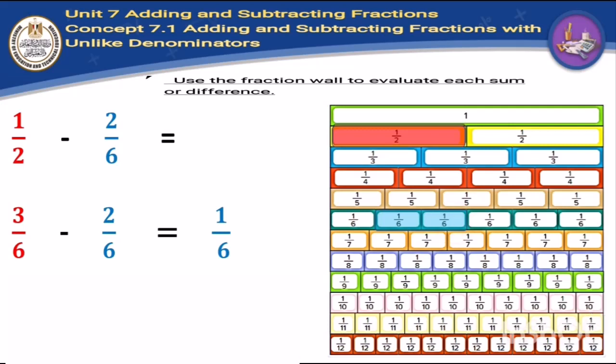Let's see in the fraction wall. 3 sixes minus 2 sixes, in green and blue, equals 1/6. I can use another common denominator.